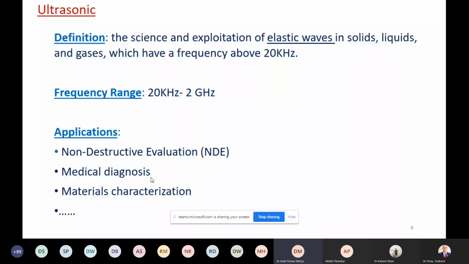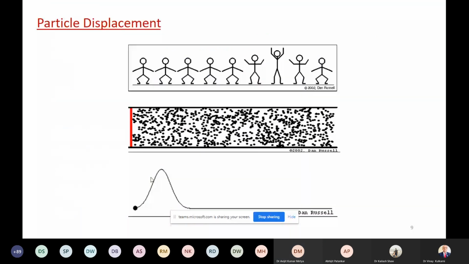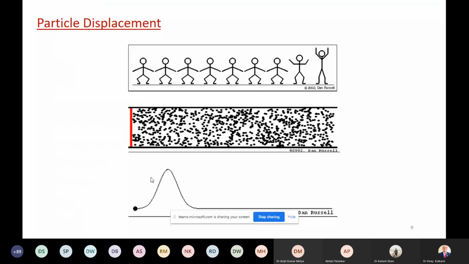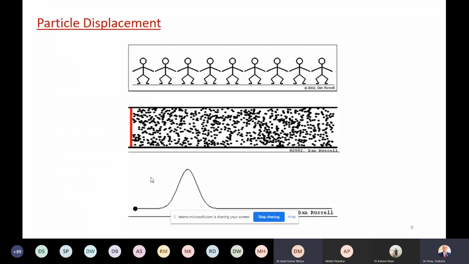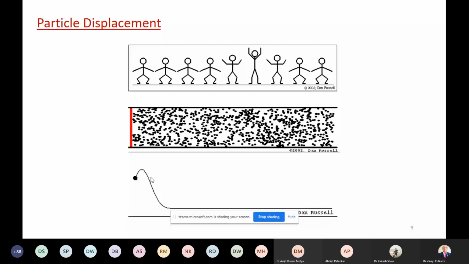So this is can you see the animation? Hello. Yes, sir, we can see that. We can see. Animation can be seen, no?